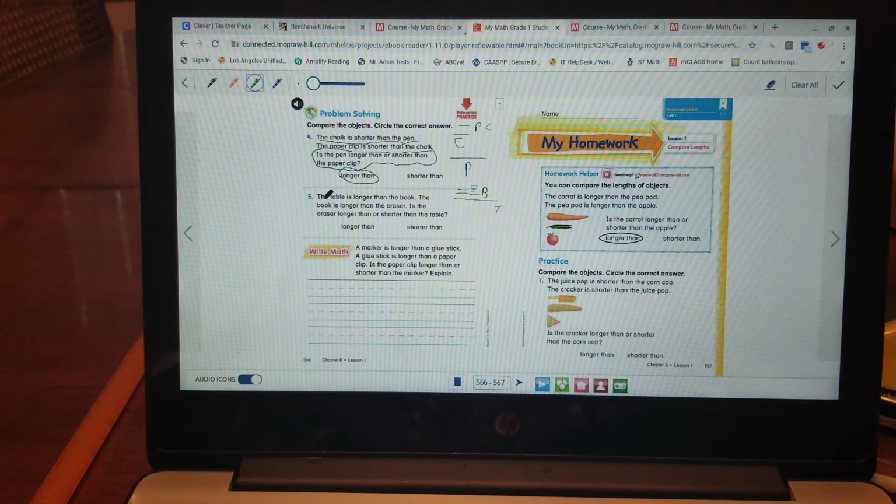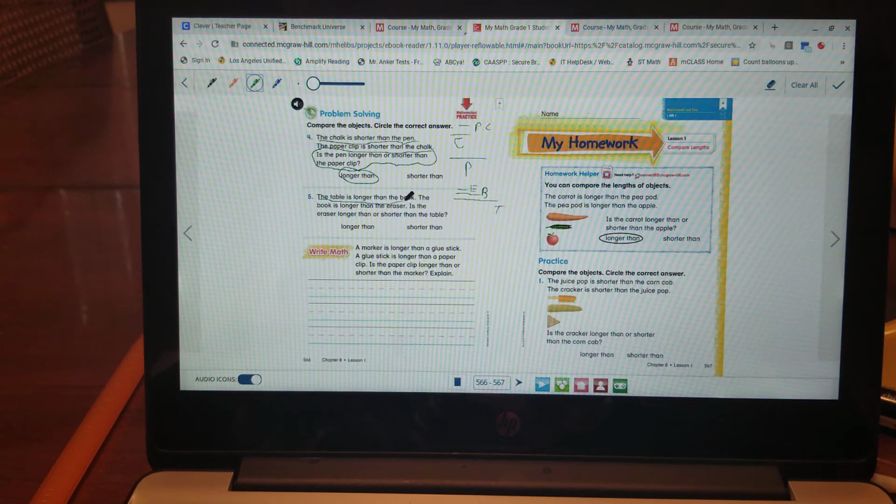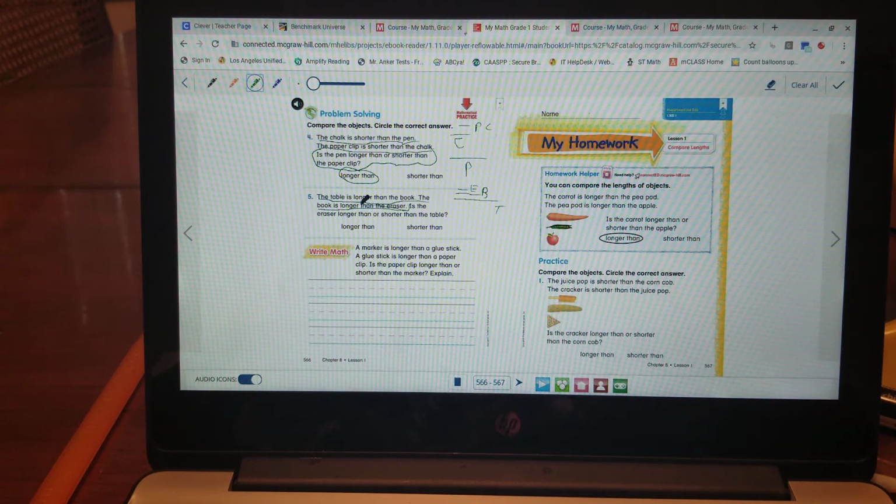The table is longer than the book. The book is longer than the eraser. Question. Is the... Ooh, bad circling. Is the eraser longer or shorter than the table?